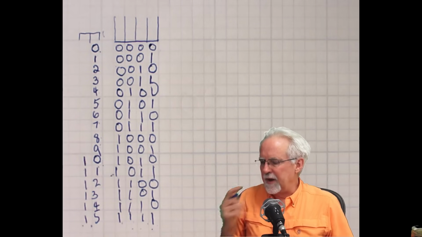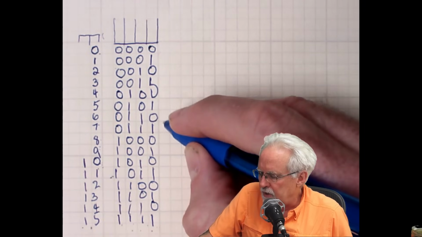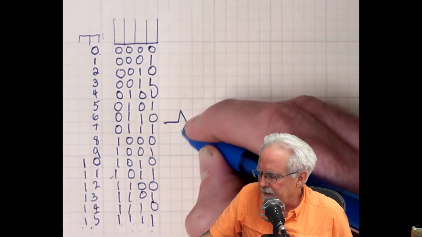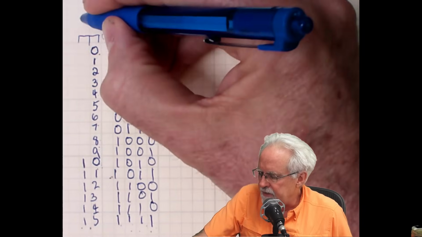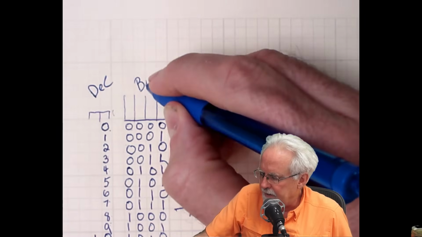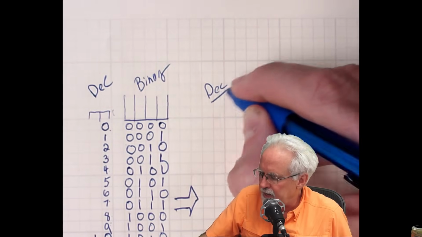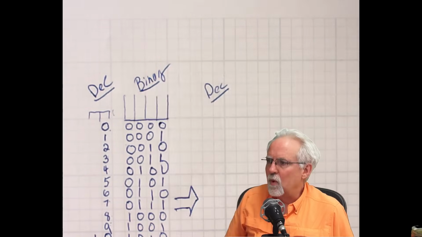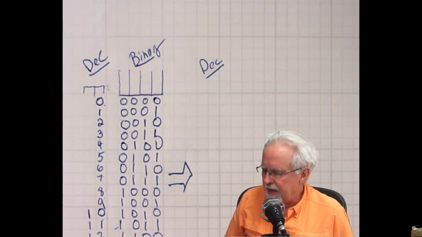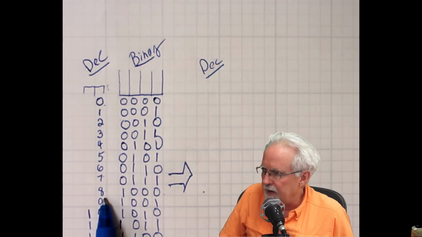But this is a way, like let's say if I just give you a binary number and then I want you to go from binary, so this is decimal, this is binary, and now let's go back to decimal. So this is what I want you to see. How would you figure out that this binary number is the decimal number 8?